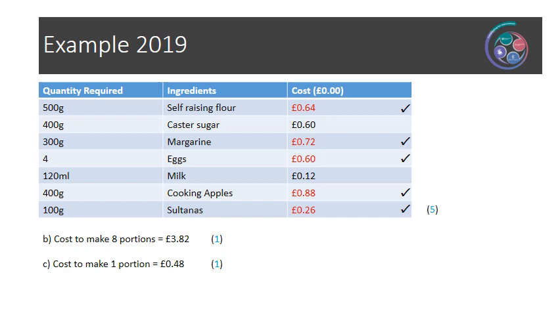Please make sure when these questions come up in the exam paper that you look to see how many portions you are costing for. It may be 8 portions, it may be 6 portions, it may be 4 portions. So make sure that you read the question carefully and don't make any silly mistakes.